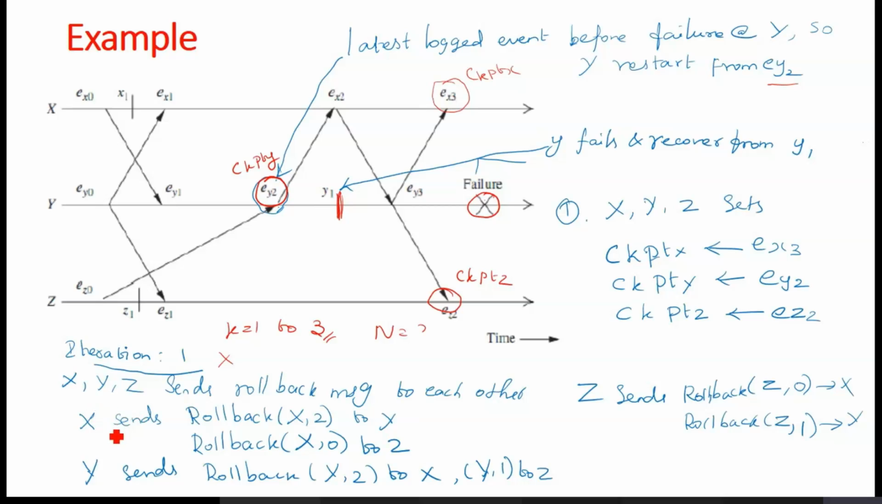Now what did we do? X will calculate the number of sends and send a rollback message. So X has to calculate the number of sends. How many sends are there at this point, with reference to CKPTX? Send of X to Y is 1, 2. Send of X to Y is 2.